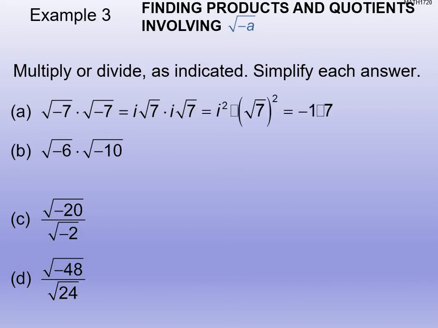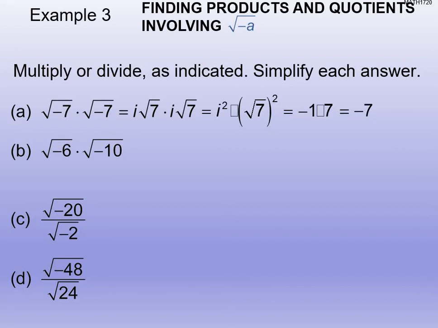Okay, so when we do that, we're going to get i squared times the square root of 7 squared. That little box means multiplication, and I don't know why it's not showing up correctly on my slide. Remember we can rewrite i squared as negative 1. So every time we see the term i squared, we rewrite it as a negative 1. So this ends up being negative 1 times 7. So the answer here is negative 7.